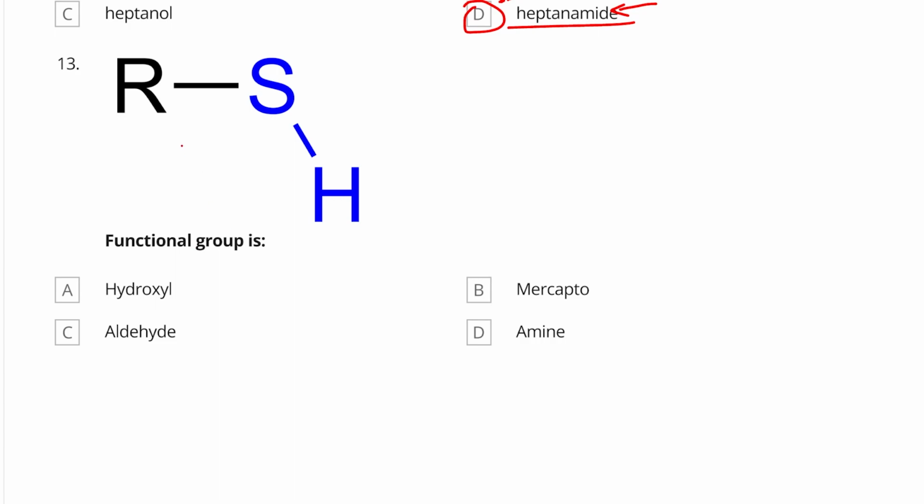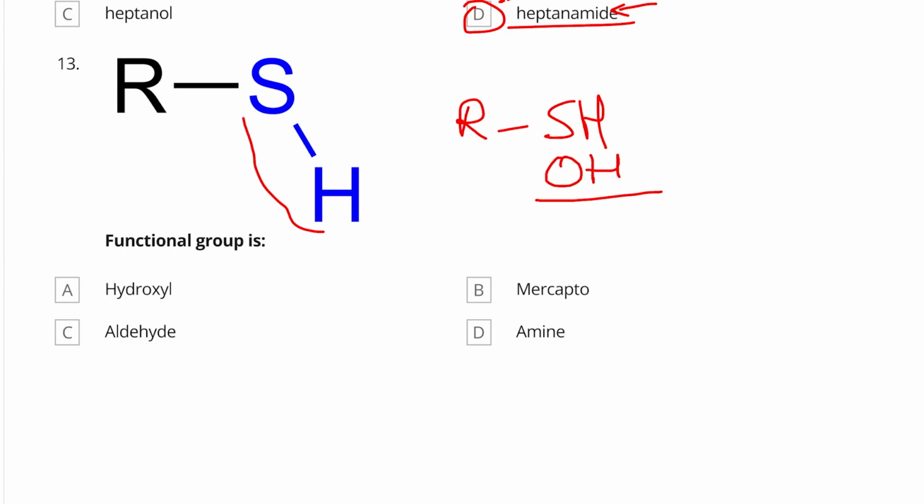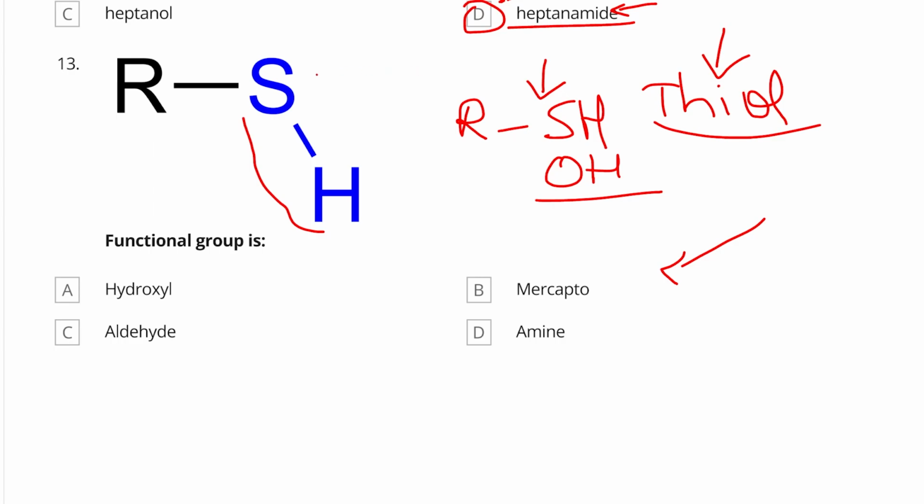Question 13, a functional group. And look here, we have an R and SH. It's very similar to the OH, very similar to alcohols, but instead of oxygen, this carries sulfur, which makes it a thiol. But look at the options, there is no thiol. So if we have a compound having an SH, or sulfhydryl or thiol group as a superior group, the suffix will be thiol. But if it's not a superior group, which makes it a prefix, the prefix name of the thiol is mercapto, and it is here, option B.